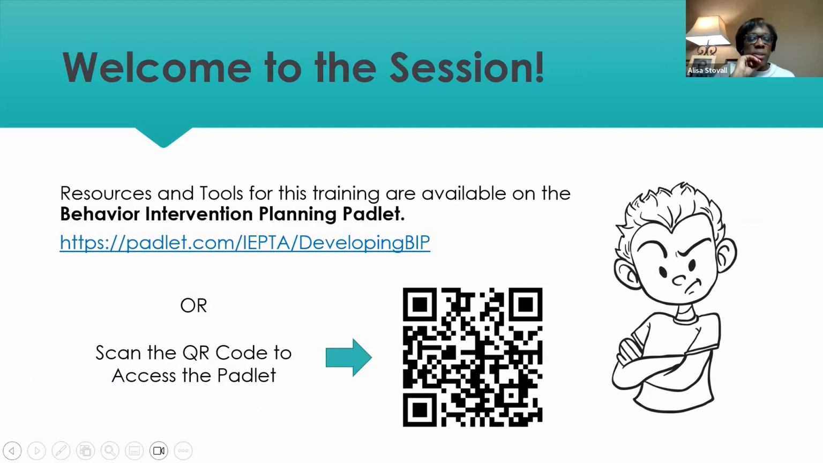QR code. Okay, we're gonna also. Okay. Yes. There you go. Okay.